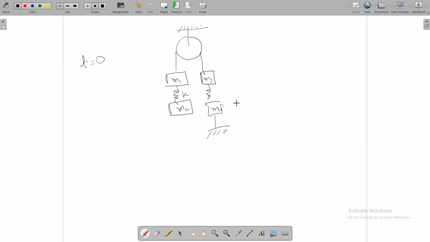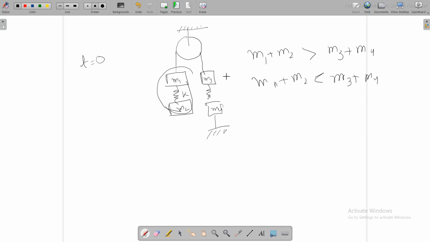Now in this condition equilibrium is reached, therefore there will be two combinations according to the masses: first, when m1 plus m2 is greater than m3 plus m4, and second, when the combination of m1 and m2 is less than m3 plus m4. Assume the condition when the masses m3 and m4 are greater than m1, then what is going to happen?